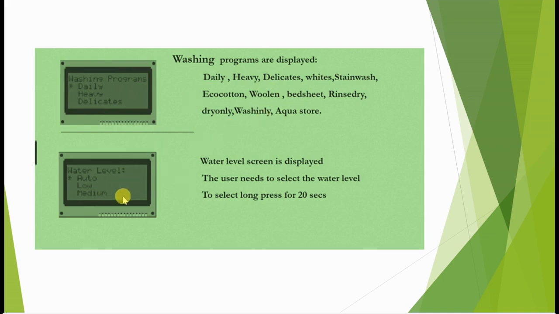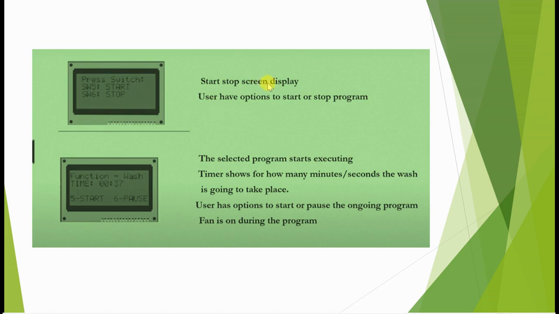Next, it shows the water level. It may be auto, low, medium. Next, the start and stop screen is displayed. To start, press switch 5. To stop, press switch 6. User has two options to start and stop. Next, the selected program starts execution, and the timer shows how many milliseconds the wash is going to take. User has the option to start or pause the ongoing program.